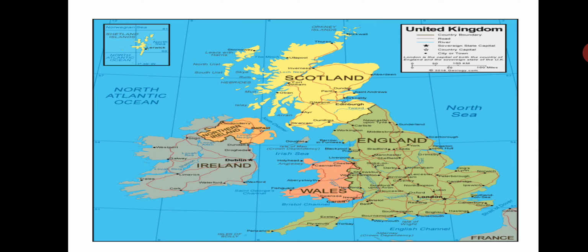Otherwise, the United Kingdom is surrounded by the Atlantic Ocean, with the North Sea to the east, the English Channel to the south, and the Celtic Sea to the southwest, giving it the 12th longest coastline in the world.